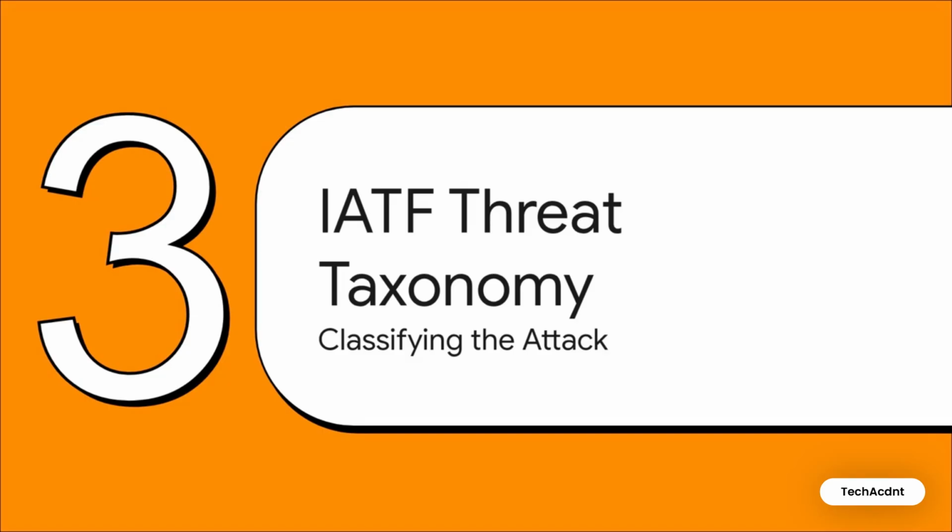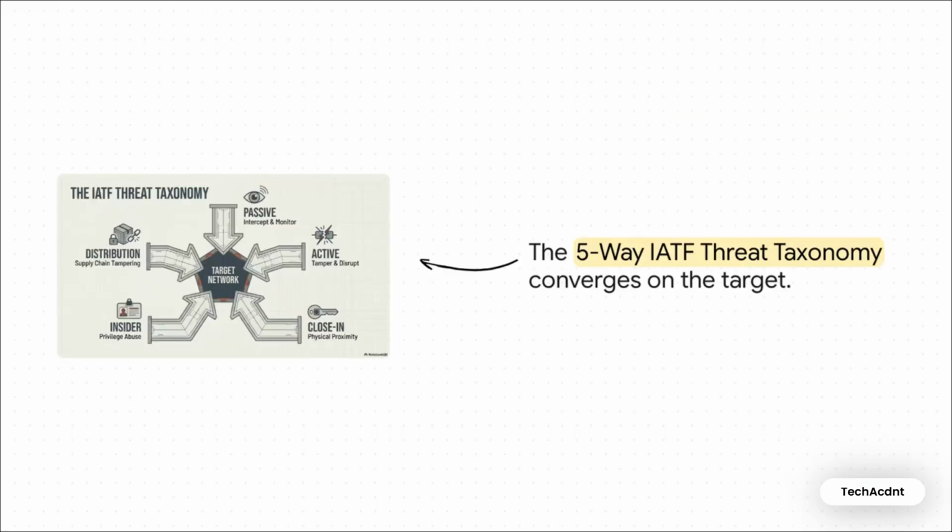Which brings us to Section 3. The IATF Threat Taxonomy, or how we actually classify the attack. So, the IATF classifies threats into 5 distinct vectors, and notice how they all sort of ominously funnel right at the target network in the middle. We've got passive attacks that just quietly intercept data, active attacks that tamper with it, close-in attacks that rely on physical proximity, insider attacks where someone abuses their privilege, and distribution attacks that hijack the supply chain. Honestly, almost every single major breach you read about in the news falls right into one of these 5 buckets.